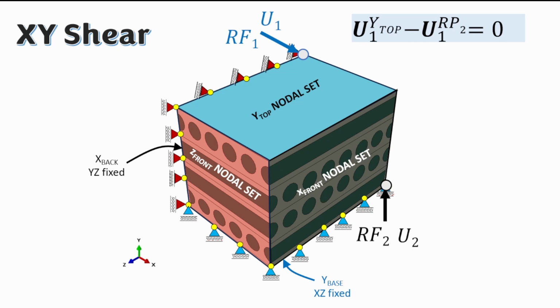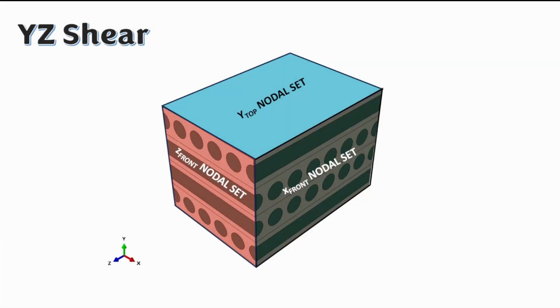Of course, to do that, we also need to apply a displacement in the Y axis at this reference point. And as well as that, we need to include the constraint equation that makes the linkage between the reference points together. Then for the YZ shear, a similar thing would have to happen. What we are looking for here, there will be a deformation in the Y direction and a deformation in the Z direction to give you a YZ shear.